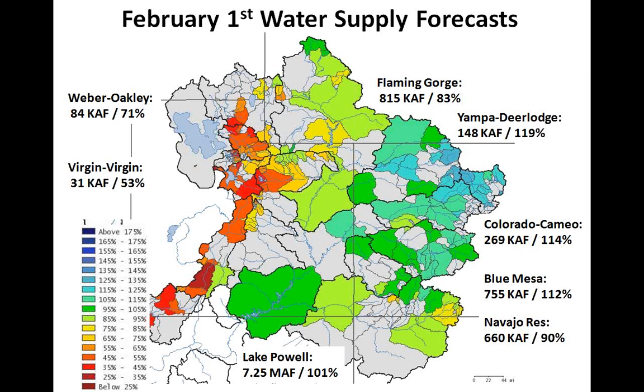Things would definitely change, though, if we do get into a real dry pattern between now and the runoff on April 1st. Lake Powell right now is at 7.25 million acre feet. It was 95% of average on January 1st, and now we're forecasting 101% of average. As you get further into the Great Basin, you can see where it gets pretty dismal. Many of the areas are below 70%. A few of them are actually below 40% of average. So not looking very promising right now in the Great Basin.